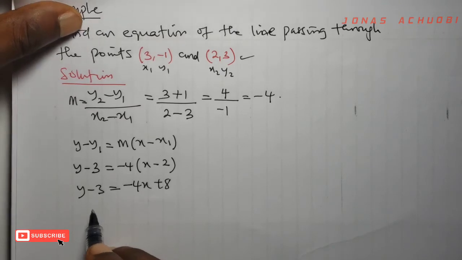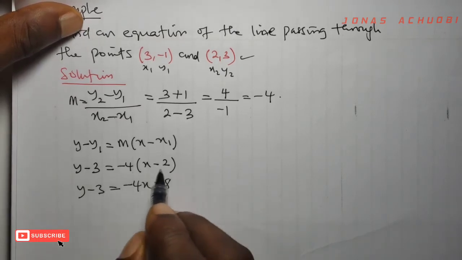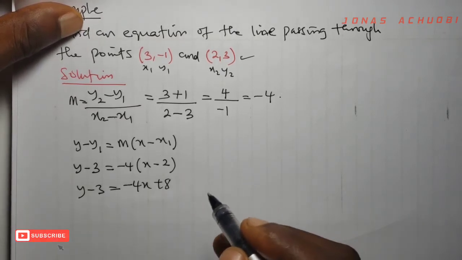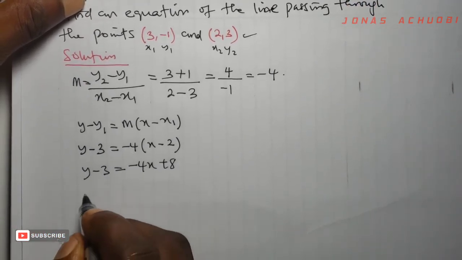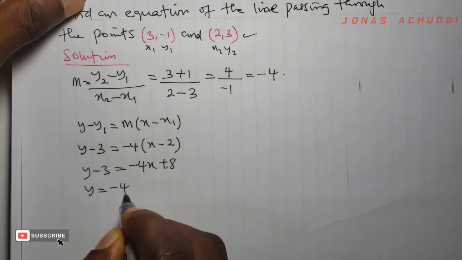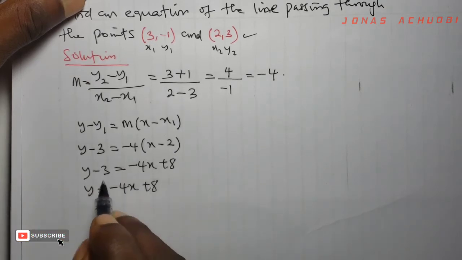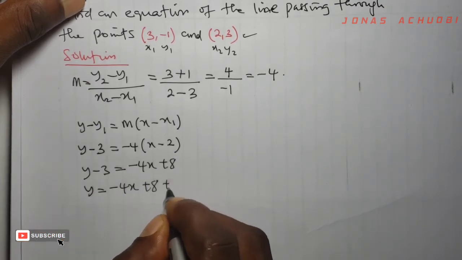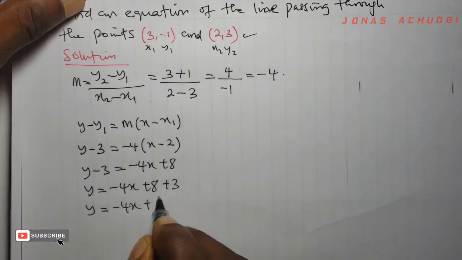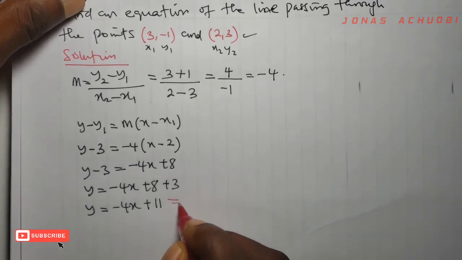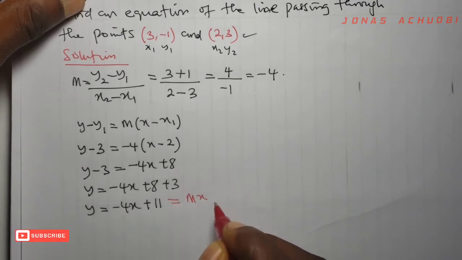We can go ahead and rearrange this equation to get it in what we call the slope intercept form as follows. y equal to minus 4x plus 8, minus 3 to the right becomes what? Plus 3. So y is equal to minus 4x plus 8 plus 3, which is 11. So now we have our equation in another form, which we refer to as the slope intercept form.